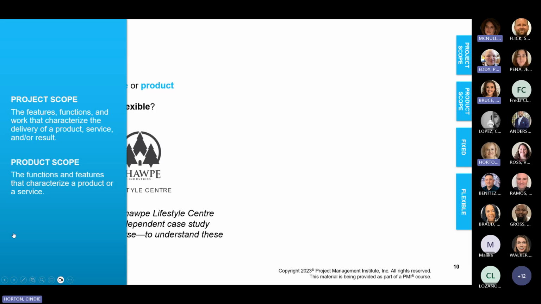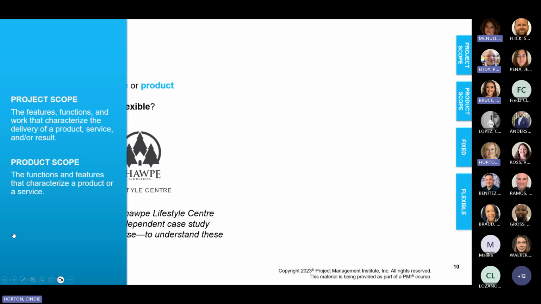Product scope, on the other hand, refers to the features and functions that characterize a product, service, or result. Think of this as a description of the output of the work. Is it to produce a database? Is it to deliver a particular type of service? And what are the parameters around what that service should be? The product scope may be included in the project scope, but it is defined separately. The main thing to understand is that project scope is a much larger concept. In other words, it takes into consideration more than just the product that is actually being delivered.